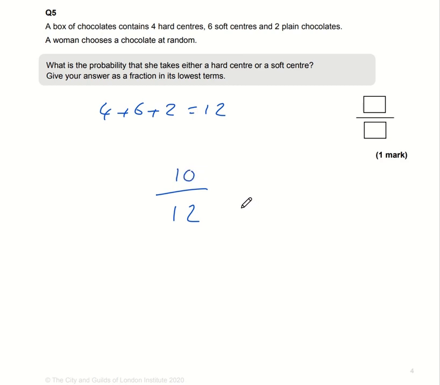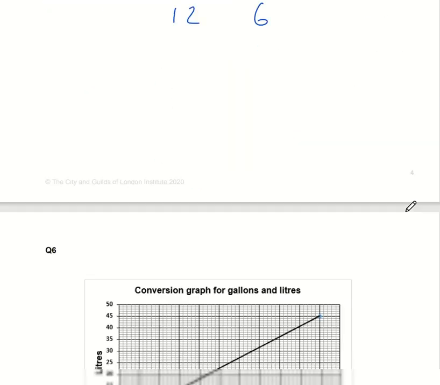So the probability is 10/12, but that's not a fraction in its lowest terms. We can simplify this by dividing the top and the bottom by 2. 10 divided by 2 is 5, 12 divided by 2 is 6, so the answer is 5/6.